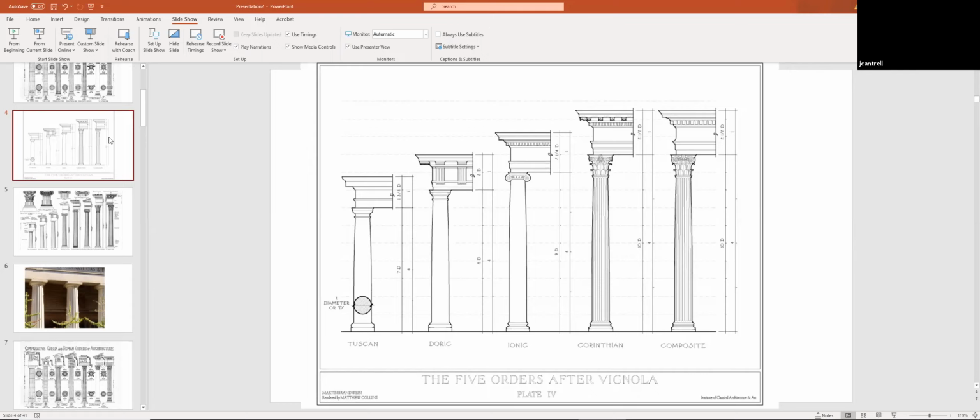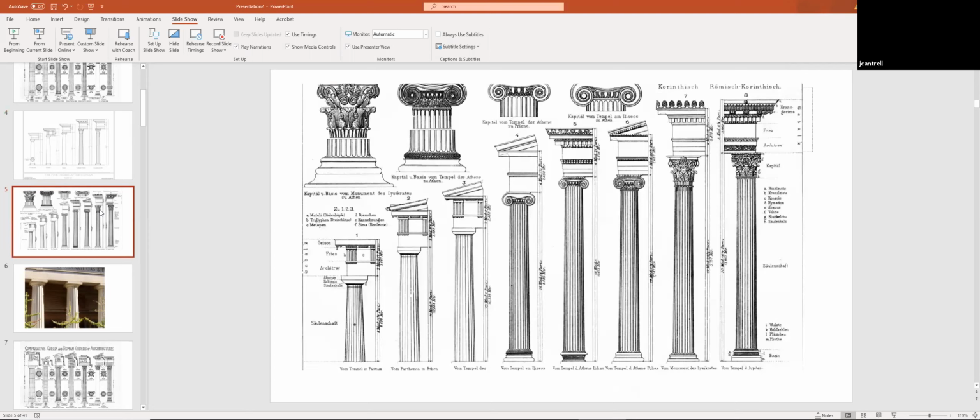I've just seen a lot of contemporary architects try to do that, and it looks like a blatant mistake.